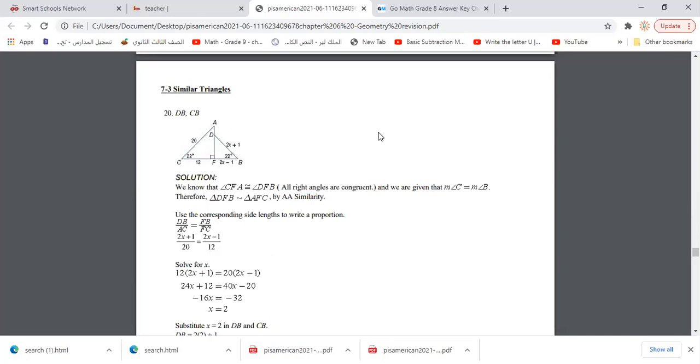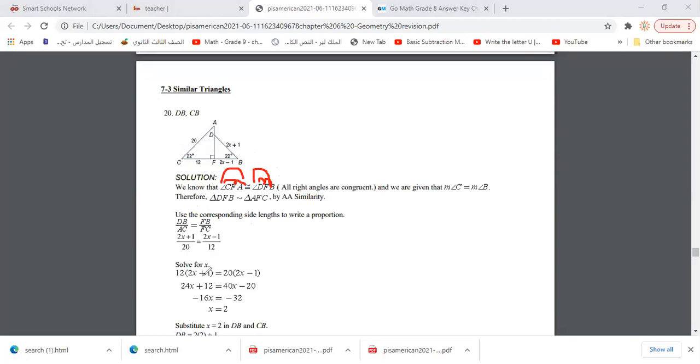Now we will use proportional sides. He's looking for DB and CB. Then how will you write a proportional side? CF over DF equals FA over FB equals FA over DB. Then you will choose which part you are looking for. Is there anyone who doesn't know how we can write proportional sides? You will use first and second like this, CF over DF, and then FA over FB, and then FA over DB. Then you will only substitute.